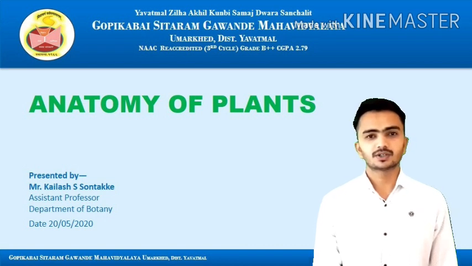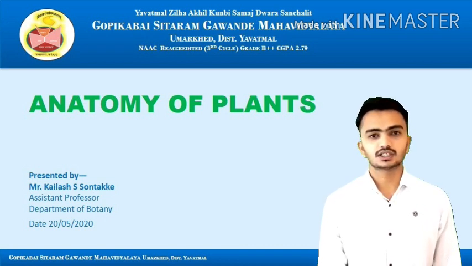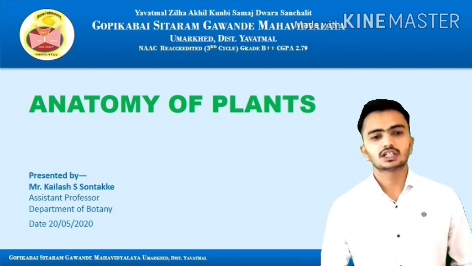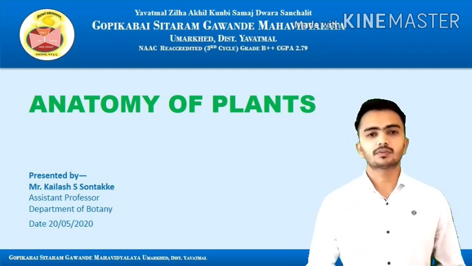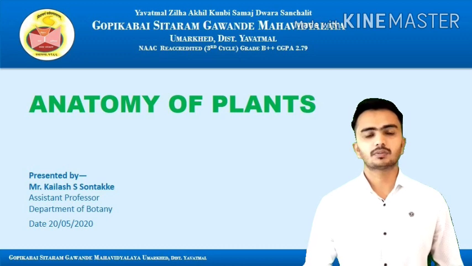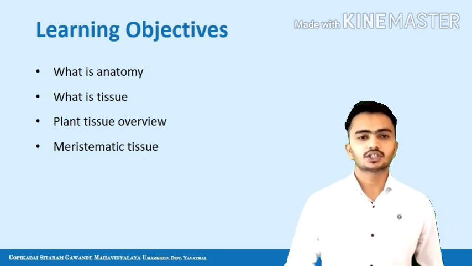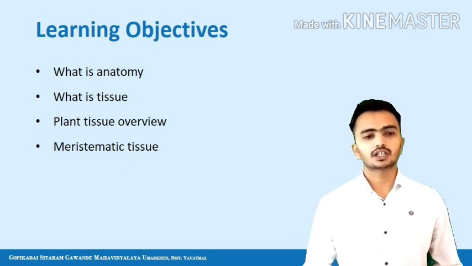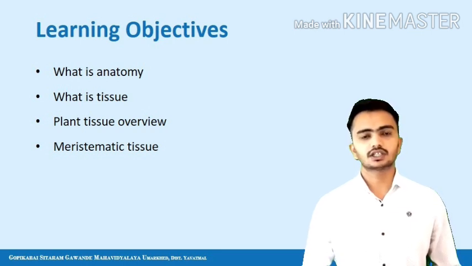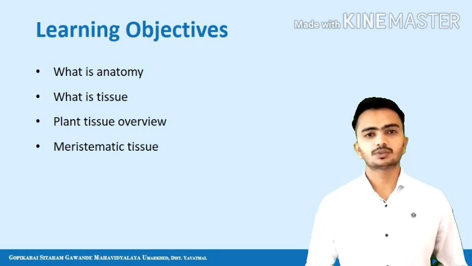So in my previous video, we have seen the floral morphology. Now today we will see anatomy of plants. Before studying the anatomy of plant, we will see today's learning objectives. So what we will learn today? Today we will see what is anatomy, then what is tissue, and we will also see the plant tissue overview, then we will see meristematic tissue. Okay, so these are the learning objectives that we have to learn today.